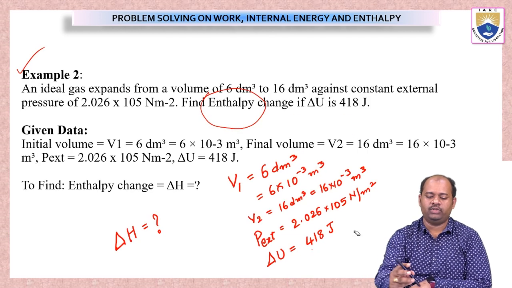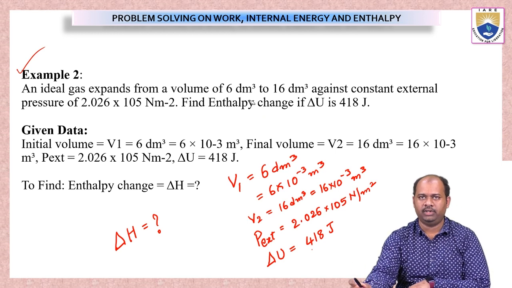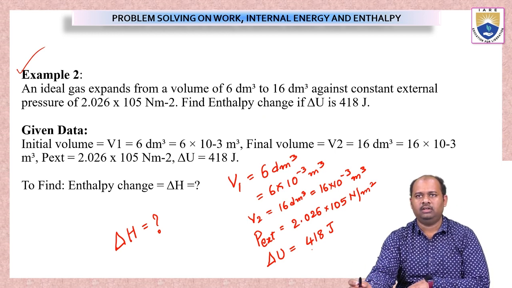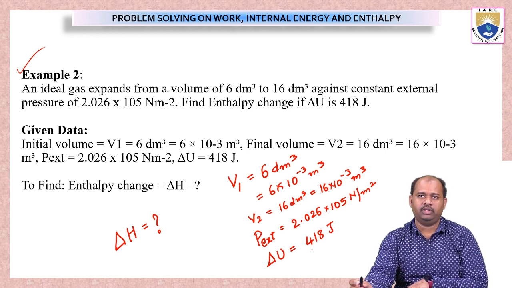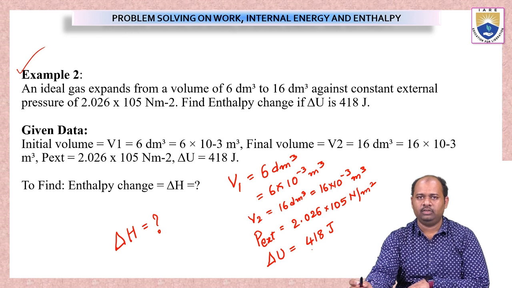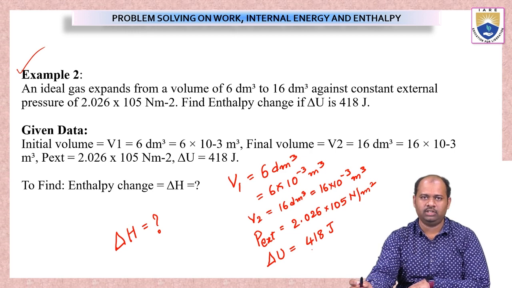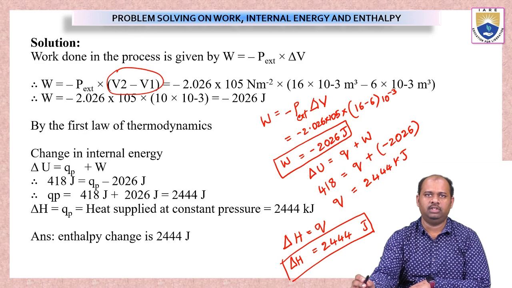Once study the question. So this is the second example itself. We have the change in volume and also the pressure. We have to calculate enthalpy if the change in internal energy is given. So for calculating enthalpy, we need to use the first law of thermodynamics formula, that is delta U is equal to Q plus W, this formula.